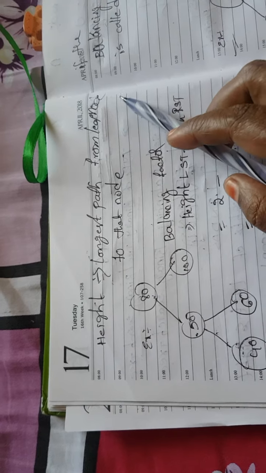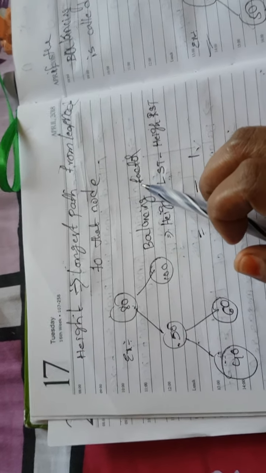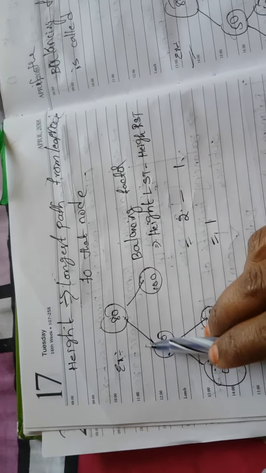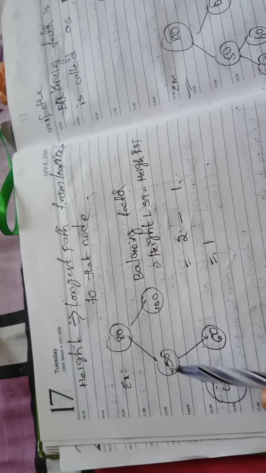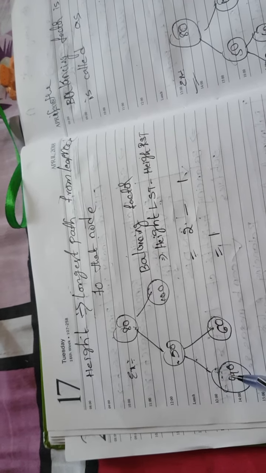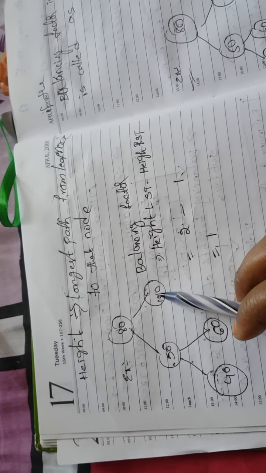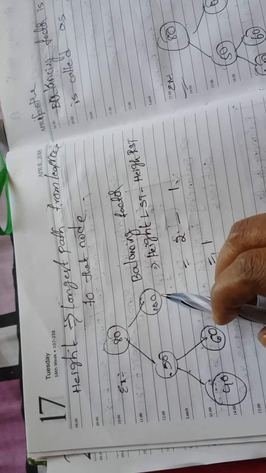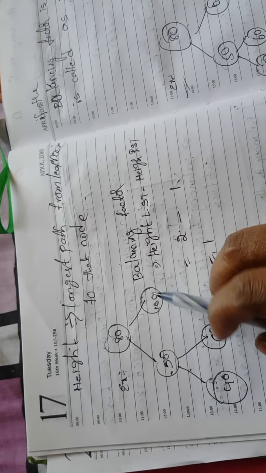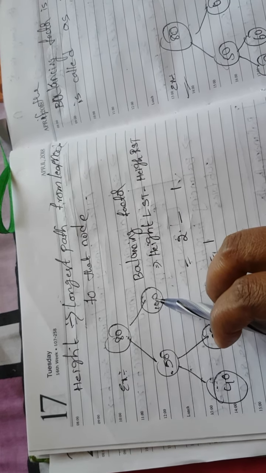Here, height is the longest path from that node to a leaf node. Suppose you take this node; from this node to the leaf node, how many levels do we have? 1, 2. Two levels. Then the height of the left subtree is 2. The height of the right subtree, except the root node, is 1. Like this we can find the balancing factor.